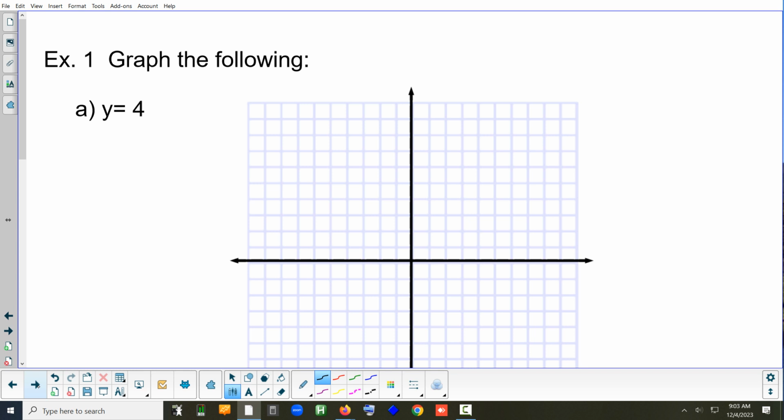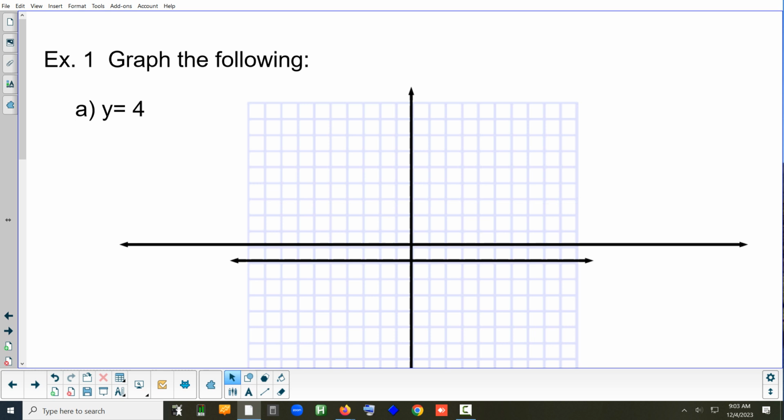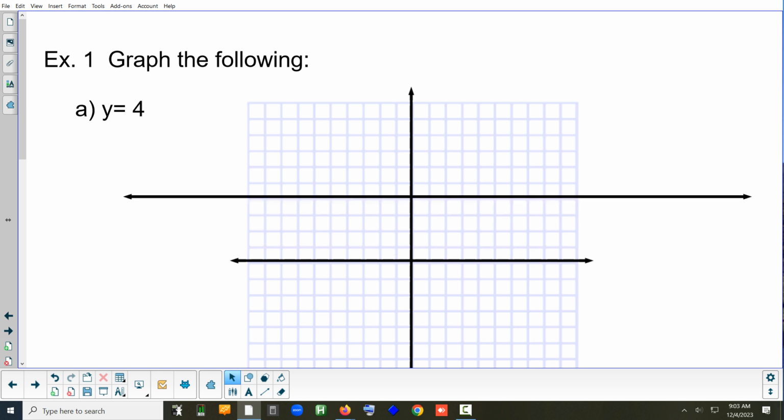And we're going to draw a line left to right. How high up? At what number? At 4. Yep. So we're going to draw a horizontal line at 4. And it should go all the way across the graph. Just 1, 2, 3, 4, right there. And that's it. That's the first one.